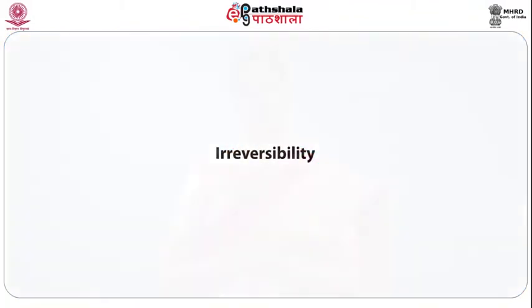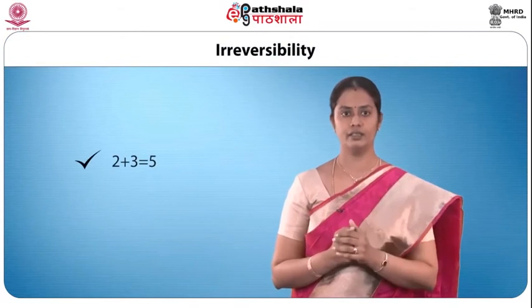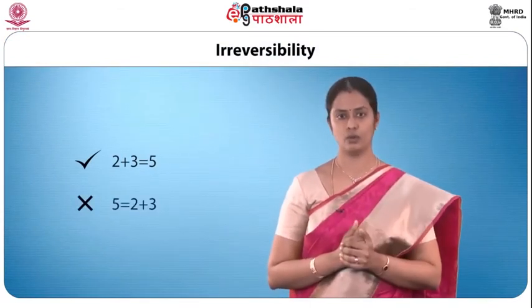The second inability is irreversibility. It refers to the inability of a preschooler to reverse direction. This is because they cannot follow the series of steps that allows them to return back to the starting point. For example, a child will be able to answer the question of what is 2 plus 3 as 5, but cannot understand the reverse of this equation.